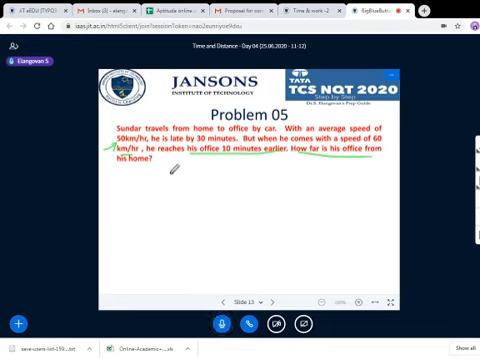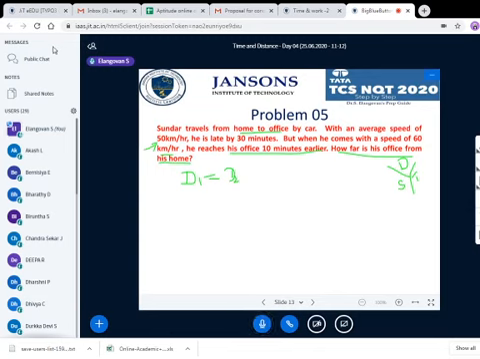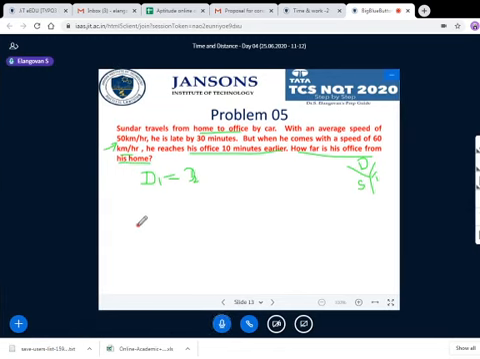How far is this office from his home? Let me write it as distance is same, since the distance between his home and office are same. So D1 is equal to D2. From the formula D is equal to S into T. People have given the answer as 200 kilometers. We will see whether it is correct or not.